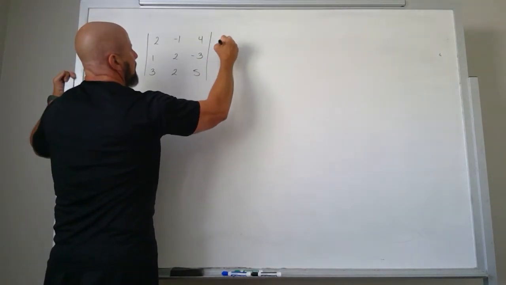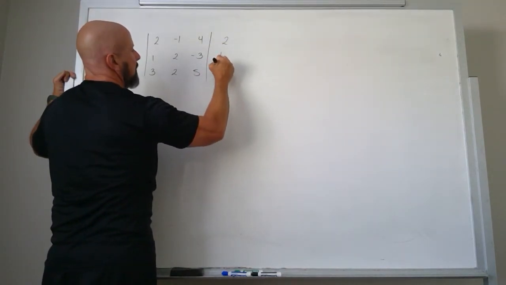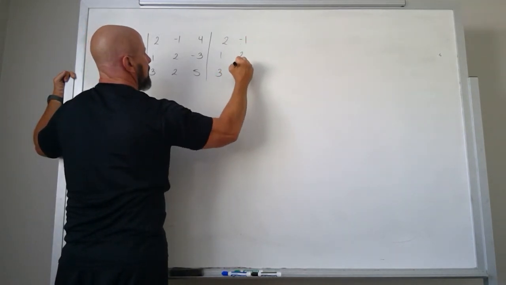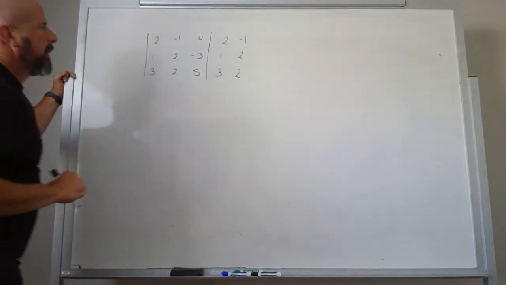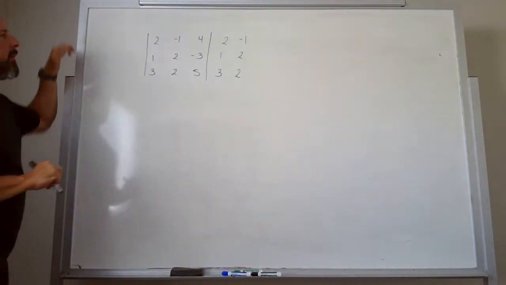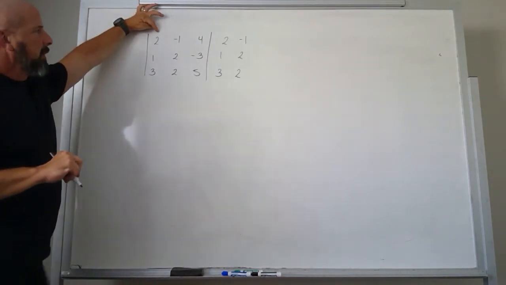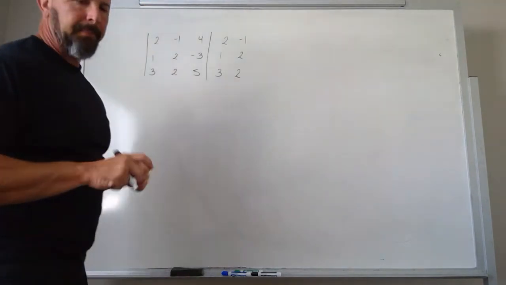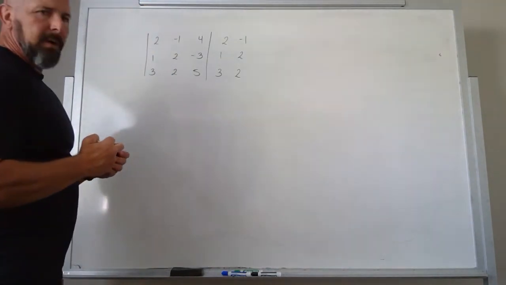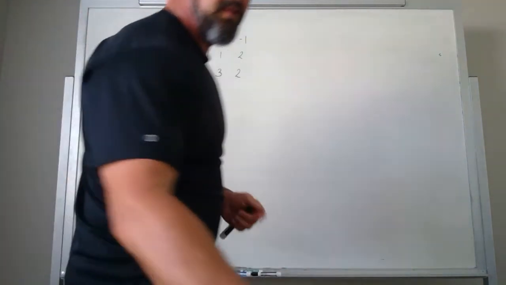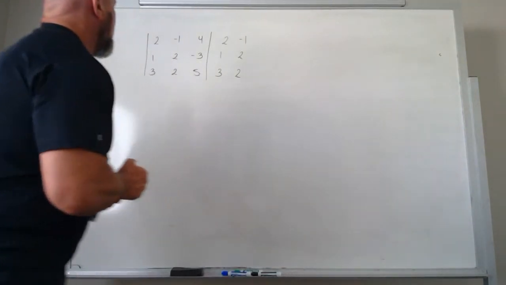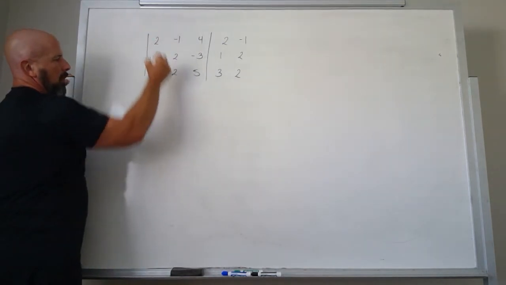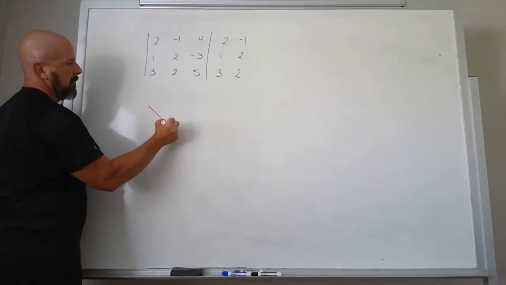Rewrite the first 2 columns. So I've rewritten just this 2, 1, 3, -1, 2, 2 over on the outside there. Right? So now here's what we're going to do. I'll come back and put the numbers in. We're going to go down.